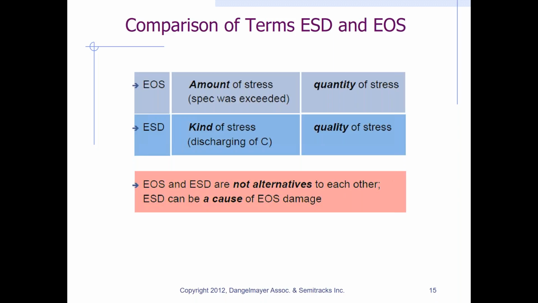ESD is a kind of stress or a root cause. So this is discharging of a capacitor going on somewhere, either the device is the capacitor or some other object at a different voltage is the source. So this isn't an amount, it's a quality or a kind of stress. So it doesn't make sense to say, was the failure EOS or ESD? They are not alternatives to each other, and in fact, ESD can be a cause of electrical overstress damage. Next slide, please.